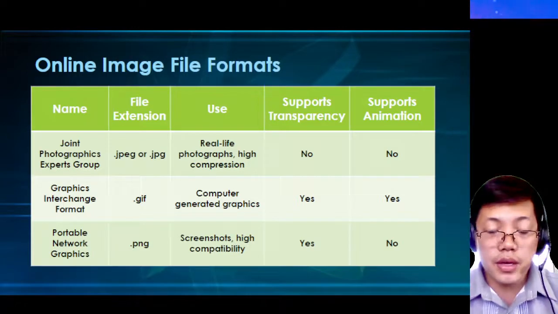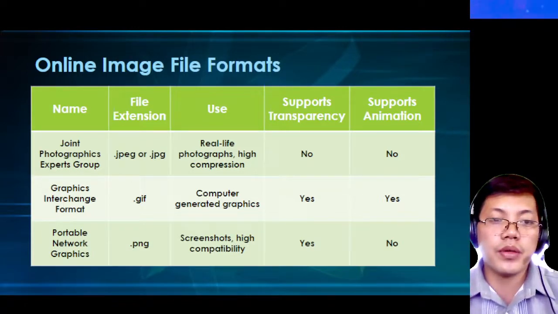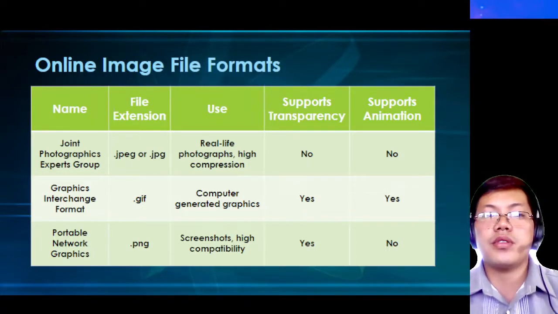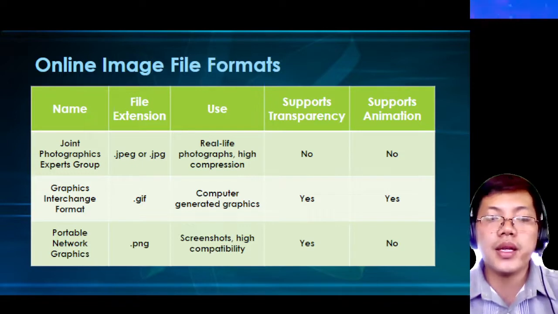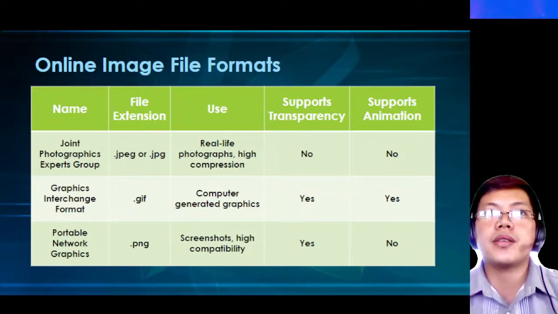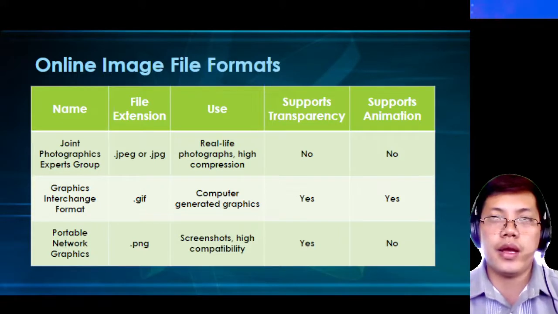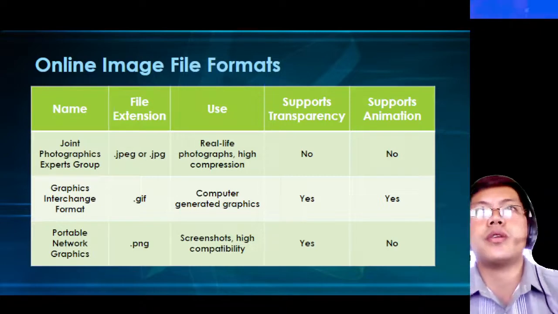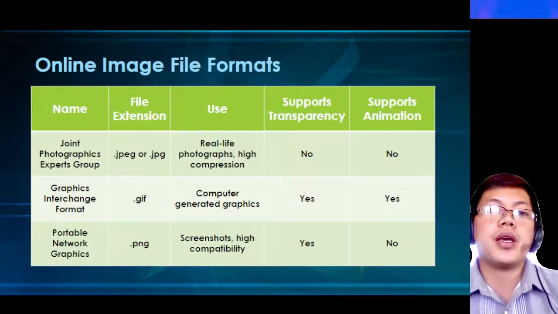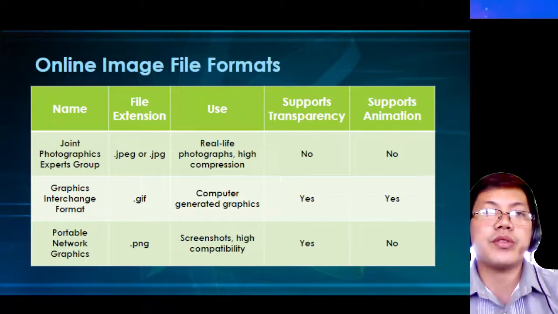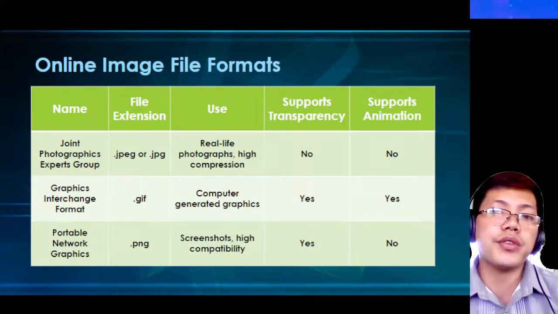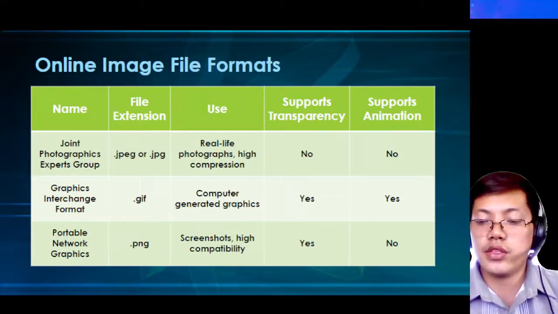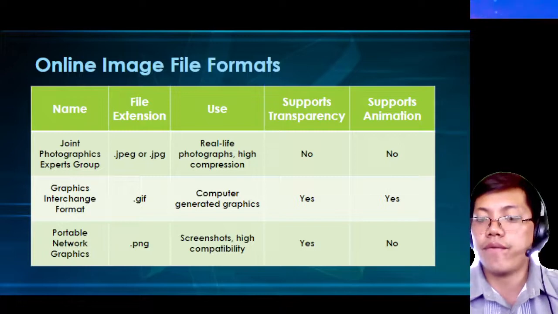The file extension of PNG, or Portable Network Graphics, is .png, and some of its uses are screenshots, high compatibility. This is one of the best formats that you can make use of whenever you're creating a certificate or some other documents that you would like to submit to your teachers, because it does not pixelate, okay, and it's absolutely clear. It also supports transparency, however, it doesn't have any animations on it compared to the GIF or Graphics Interchange Format.